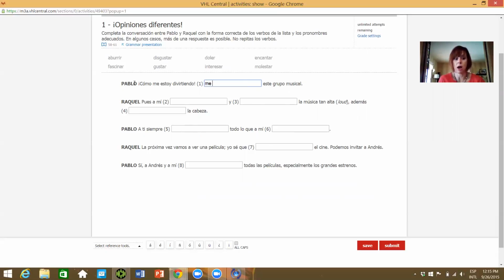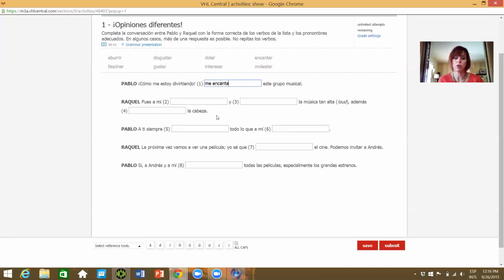So we have several options that we could use. We can use fascinar, gustar, interesar, encantar. Sí, encantar. So then we just need to conjugate it. So me encanta, for example. And I'm using encanta because this is singular, right? We could have just as easily said me gusta, me fascina.